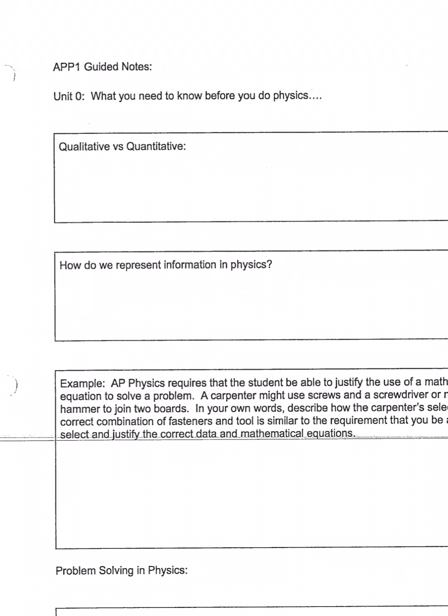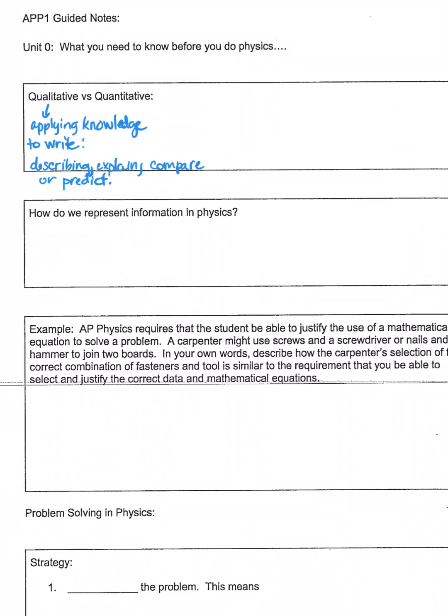Qualitative versus quantitative. This is a big deal in physics. What do we mean when we say qualitative? What we're looking at for qualitative is applying knowledge to write, basically. In other words, what are we talking about when we're writing? We are going to be describing, explaining, comparing, or predicting. But it's using words. It's not math-based, it's concept-based.